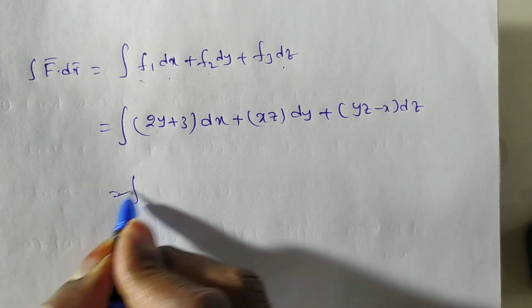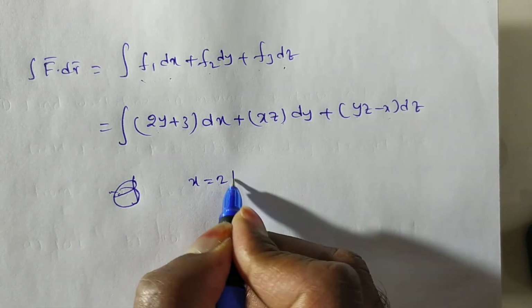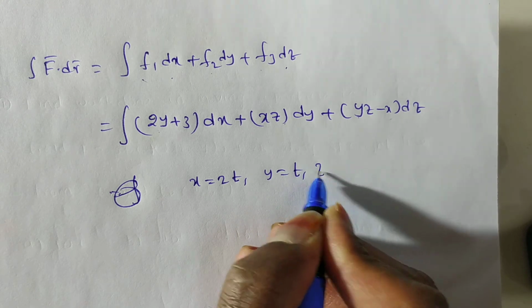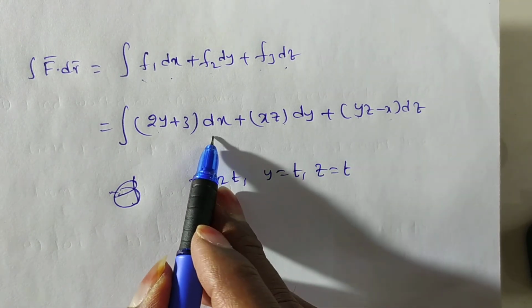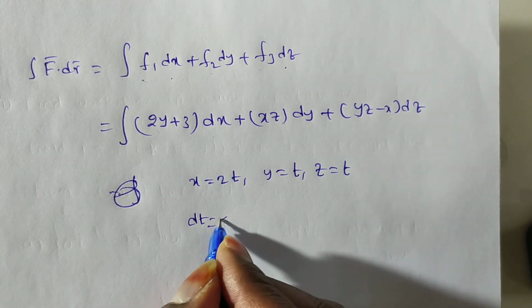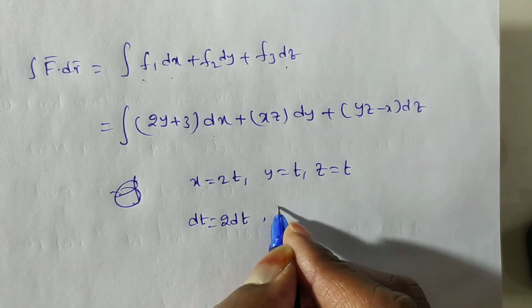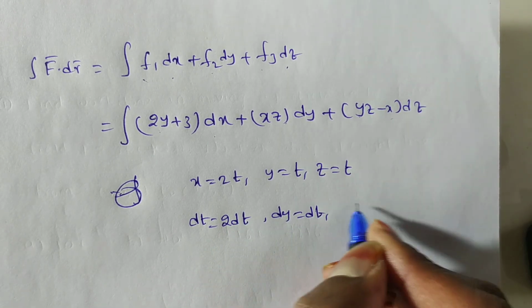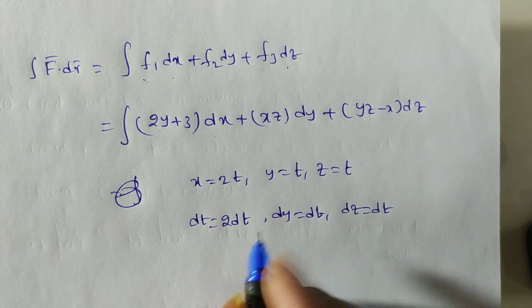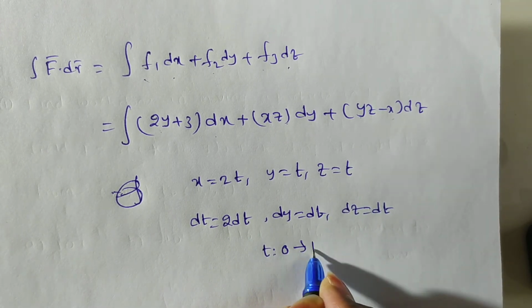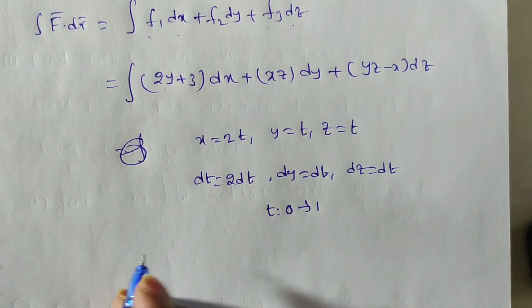Yes. So what we have, I am writing here: x is equal to 2t, y is equal to t, z is equal to t. Then we have to change dx also. Then dx is equal to 2 dt, dy is equal to dt, dz is equal to dt. The t limits are 0 to 1. Then you see what will happen here.